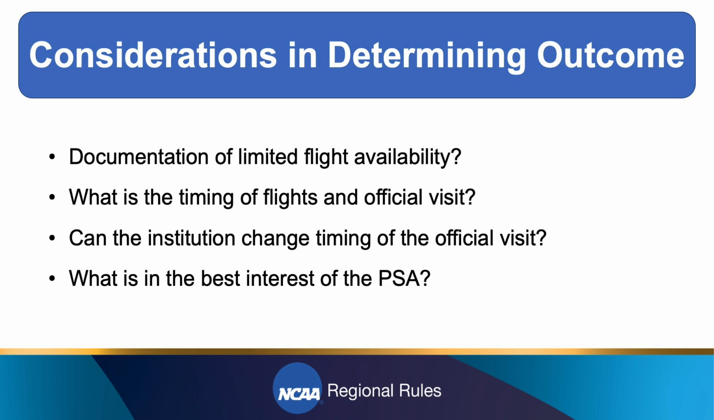So what are the flights available? What are the times? Could the PSA take a different flight? Is there a financial impact if the PSA chooses a different flight? What is the timing of the flights on the official visit? Can the institution change the timing of the official visit? And what is in the best interest of the PSA? So the institution would need to provide that information inside of the waiver.